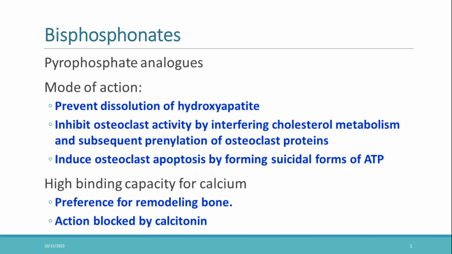Bisphosphonates show high binding capacity for calcium. So no wonder, once you administer bisphosphonates, you would find them redistributed to bones, especially the sites within the bones where remodeling is active. Hence their action is blocked by calcitonin for obvious reasons.